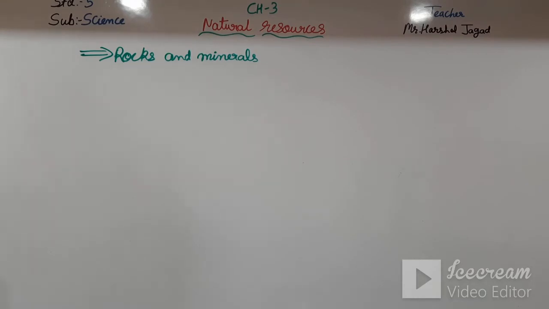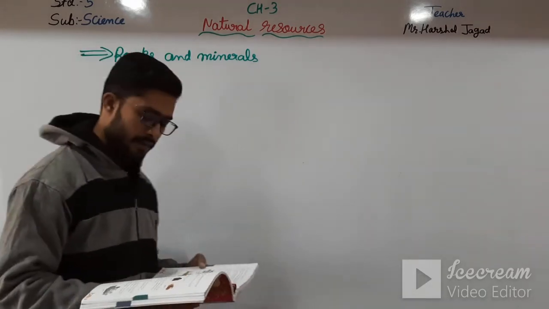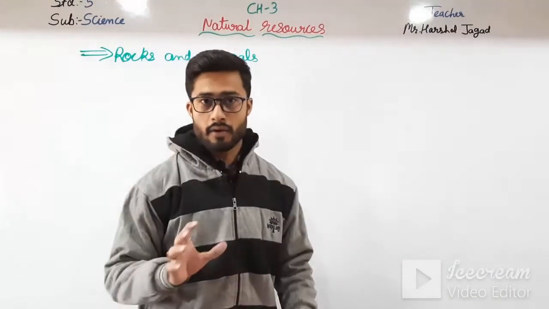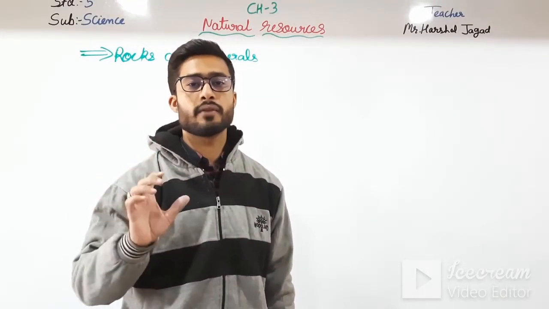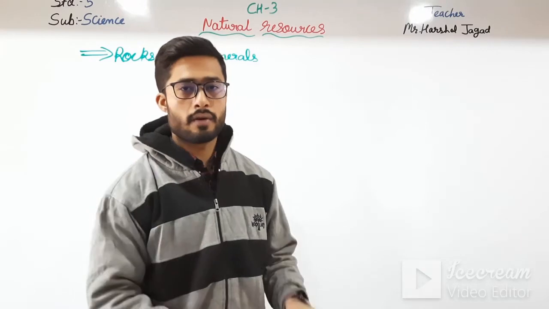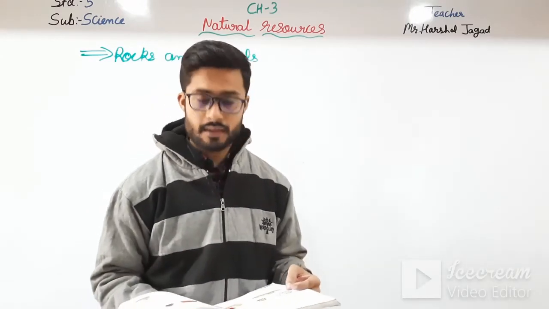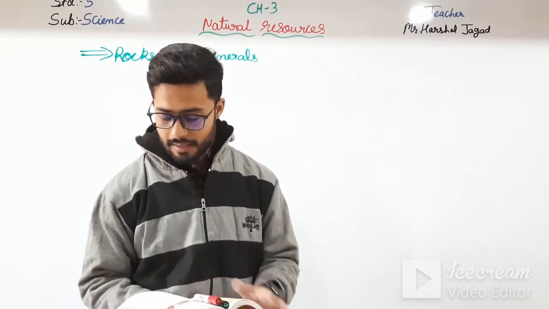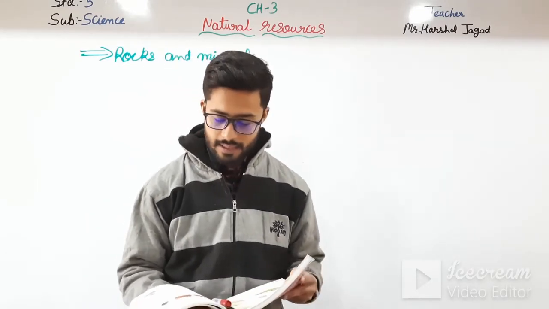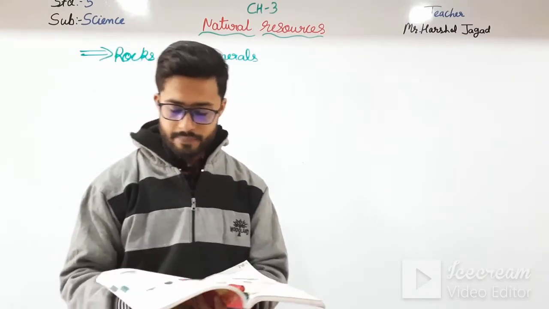Here, rocks form the earth's crust. Rocks means the big rocks, in Gujarati we will say patthar. Okay, these rocks form the earth's crust. They are made up of different materials. There are several kinds of rocks, but they are classified mainly into three groups.